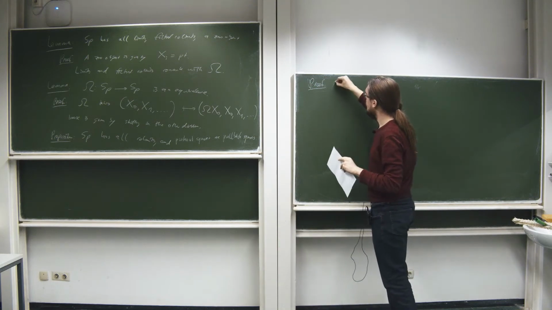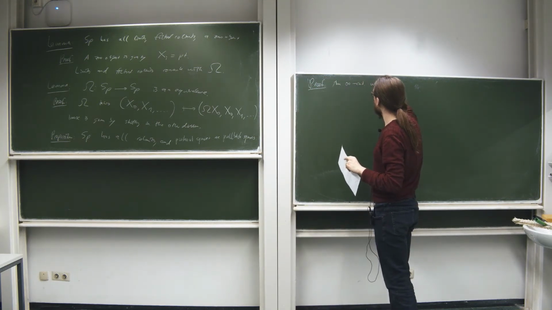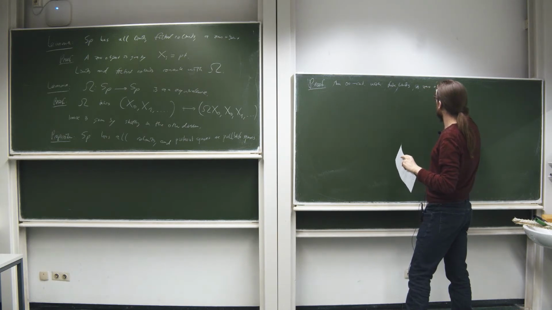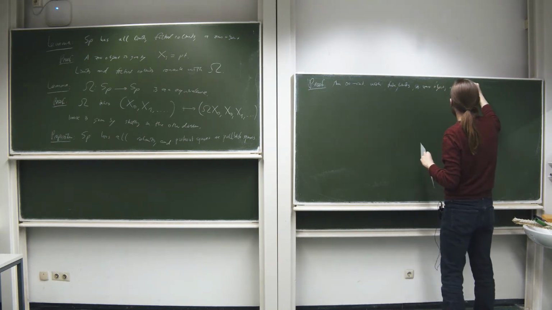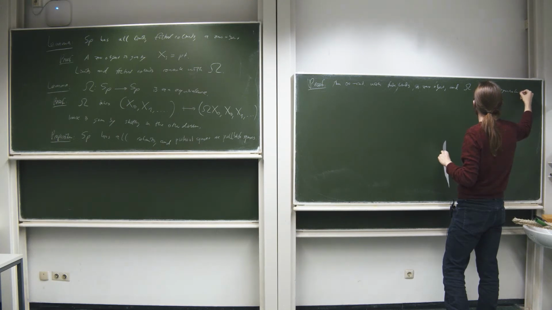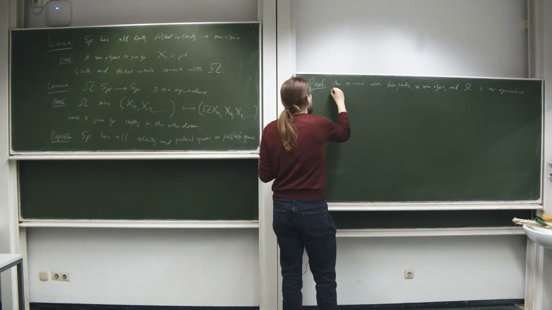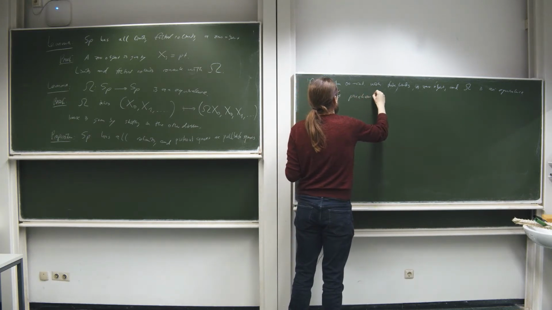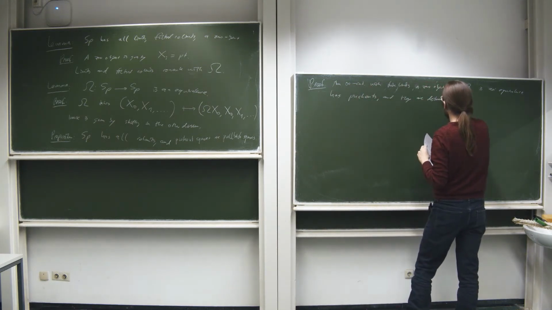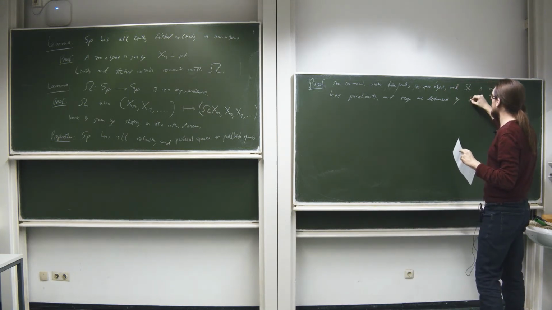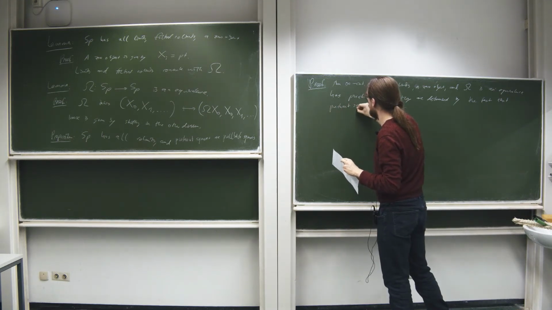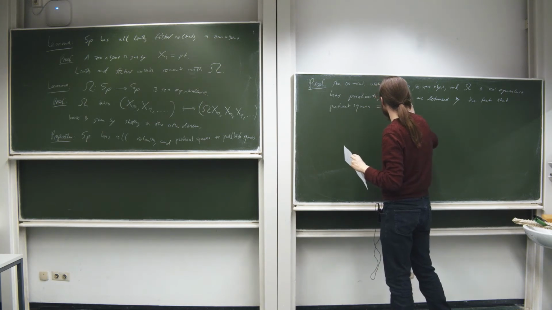So the claim is that an infinity category with finite limits, a zero object, and the property that omega is an equivalence actually has push-outs, and they are determined by the fact that push-out squares are the same as pullback squares.